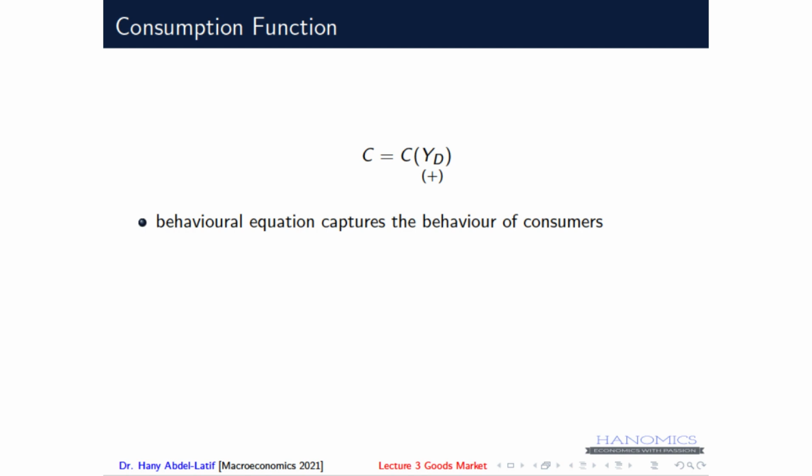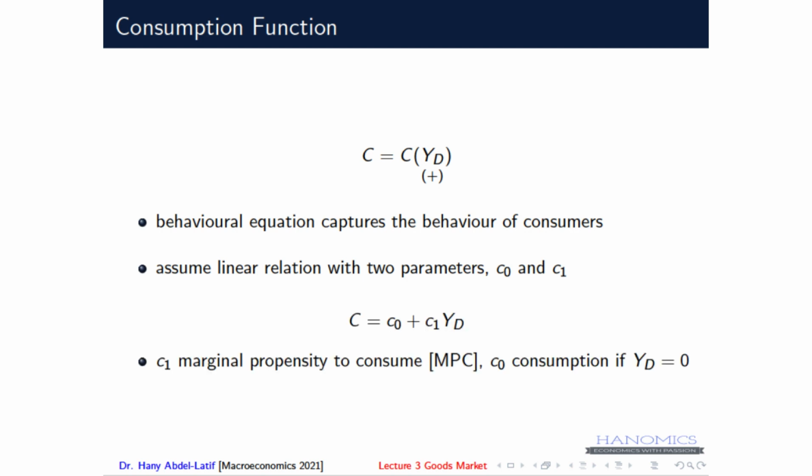This is called a behavioral equation, which captures the behavior of consumers, how consumers respond or behave when their incomes increase. Assuming there is a linear relationship between income and consumption with two parameters, C0 and C1, we could rewrite the behavior equation into a linear form as C, the consumption, equals C0 plus C1 YD. Again, YD here is the disposable income.